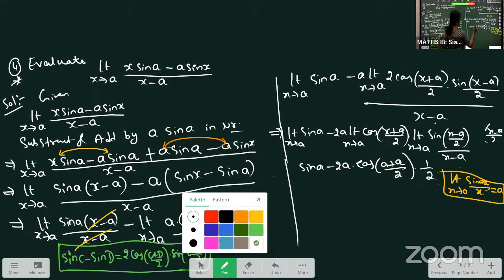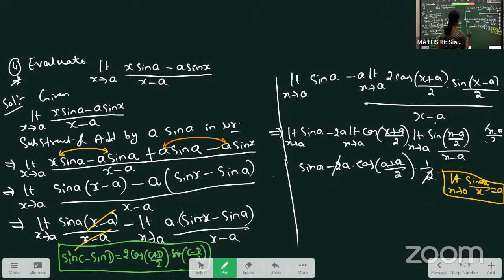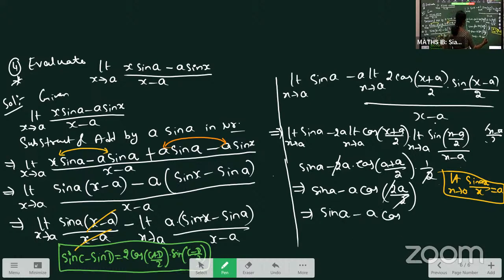So here, this 2 and this 2 get cancelled. Sin a minus a into cos of 2a by 2. Again 2 and 2 get cancelled. So the answer is sin a minus a cos a. So like this, we have to solve such kind of questions.